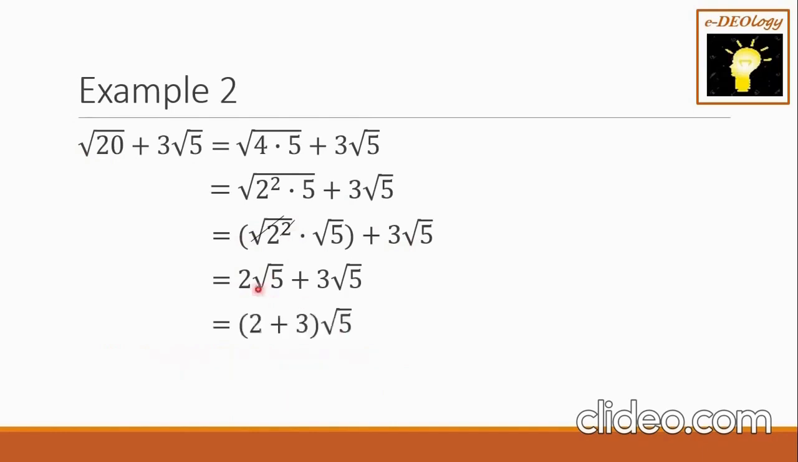It means we can now apply our rule in addition of like radicals. So we will add the numerical coefficients, 2 plus the 3. Then we copy the common radical, the square root of 5. So simplifying further, the 2 plus 3 becomes 5. And then this square root of 5 is affixed again. So this is our final answer, 5 square root of 5.